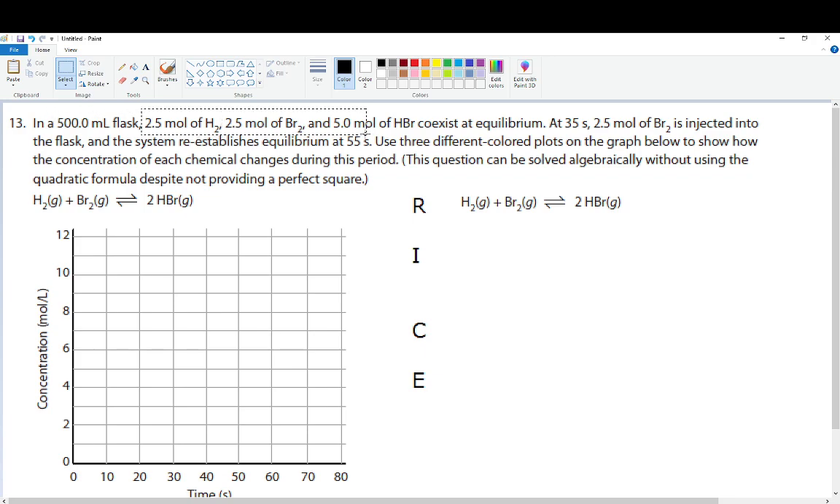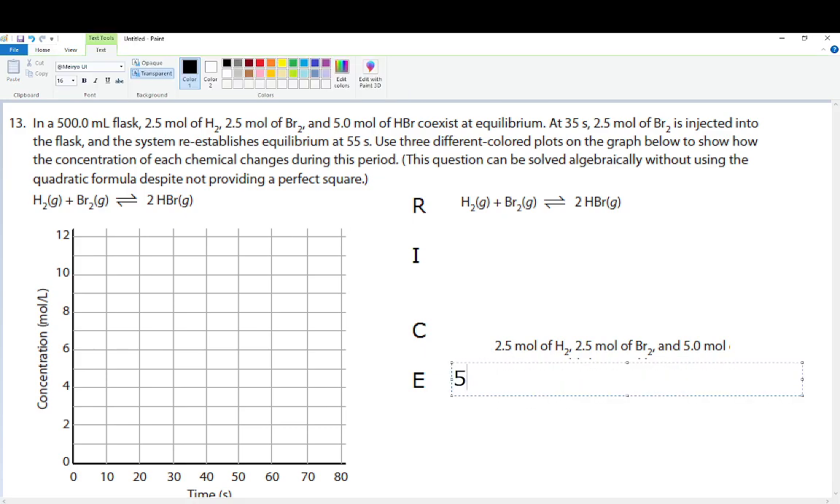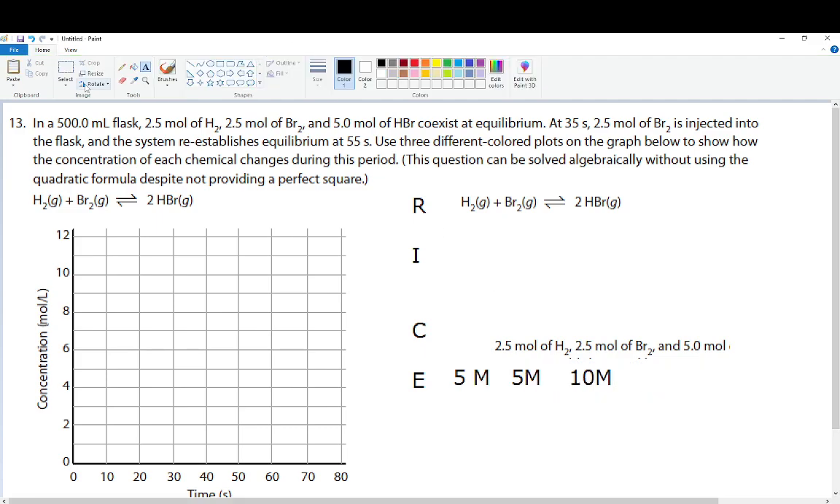And if I divide all of these by 0.5, we get an equilibrium of, it tells me, they're all going to reach an equilibrium of 5M, 5M, and 10M. Well, we have an equilibrium right there. They tell us that it reaches equilibrium in a 500 milliliter flask. So we can figure out what is the equilibrium constant for that equilibrium.